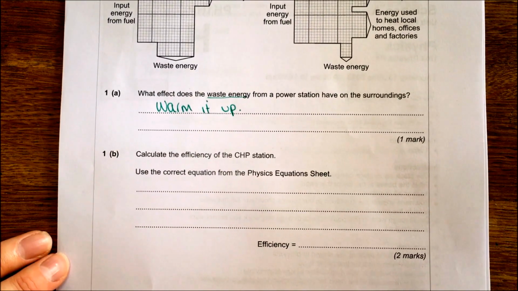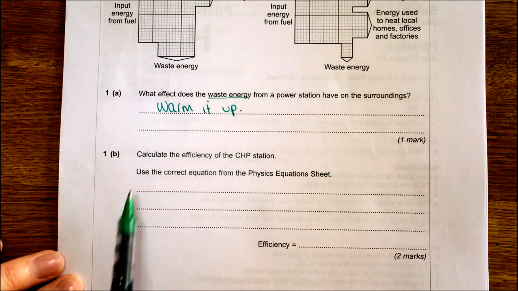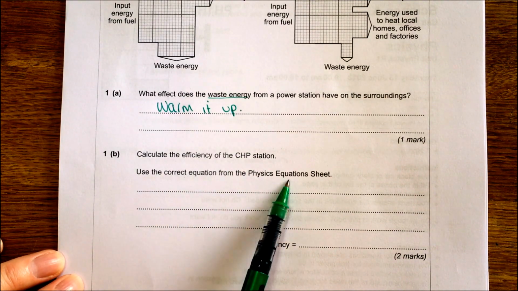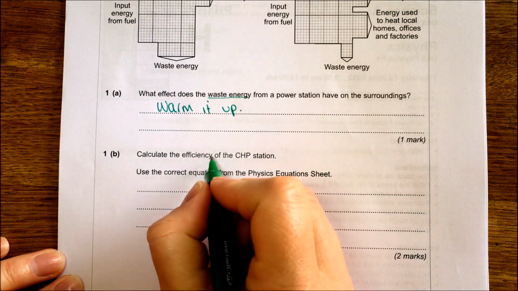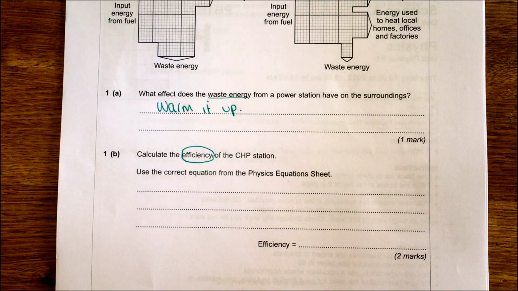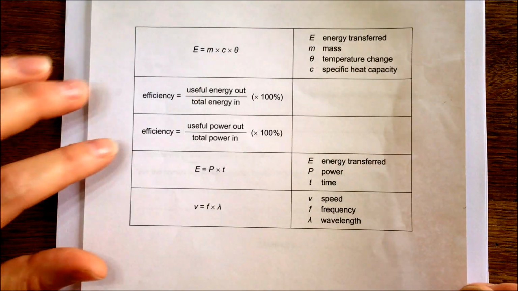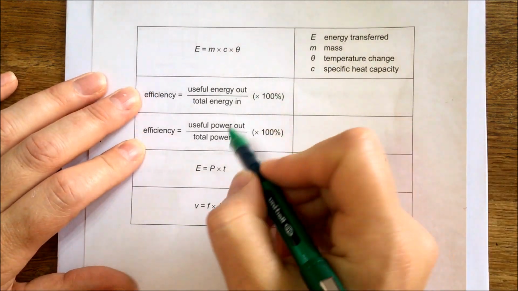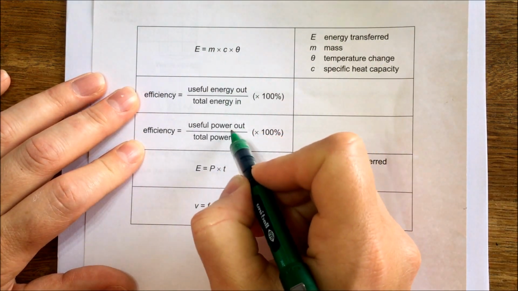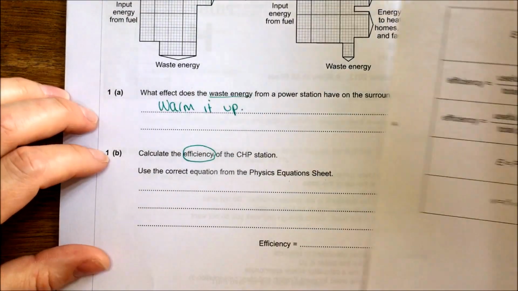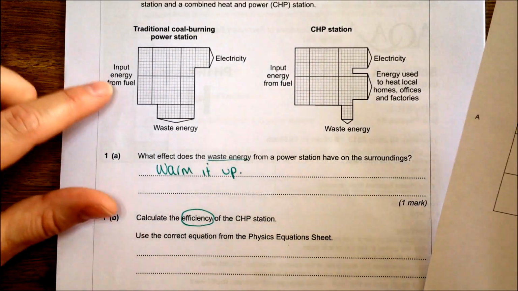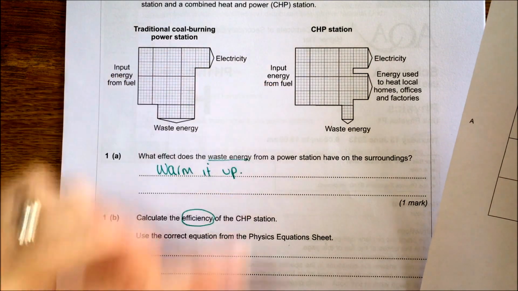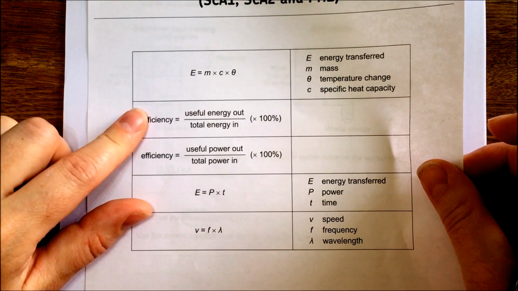Right, calculate the efficiency of the CHP station using the correct equation from the physics equation sheet. Now the key word here is efficiency. So if we look at our data sheet, we've got two calculations that have efficiency. We need to think about which one we need to use. The difference is this one has energy and that one has power. So if we have a look at our sheet, it's using the word energy in our Sankey diagrams, so we're going to use this equation here.